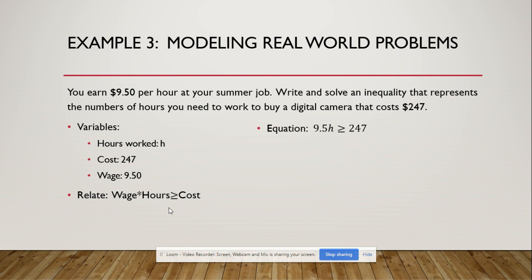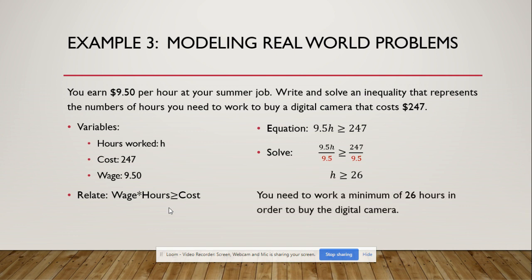All right, so now I'm substituting in those values. Our wage was $9.50 an hour, and the cost was $247. In order to solve for H, our hours, we're going to divide both sides by that 9.5. And that gives us that our hours needs to be greater than 26. If you get a word problem, give a word answer. You need to work a minimum of 26 hours in order to buy the digital camera.